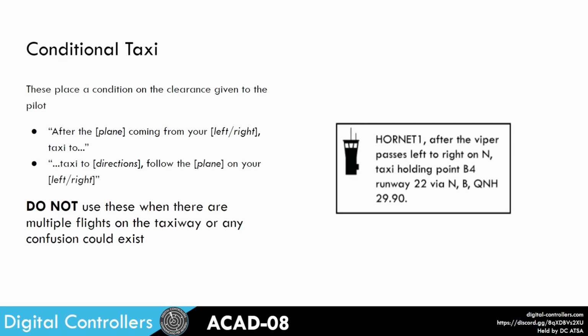So an example of this could sound something like: Hornet 1, after the Viper passes left to right on November, taxi holding point Bravo 4 runway 22 via November Bravo, the QNH 2990. And this is then sufficiently read back by the pilot, including the condition.